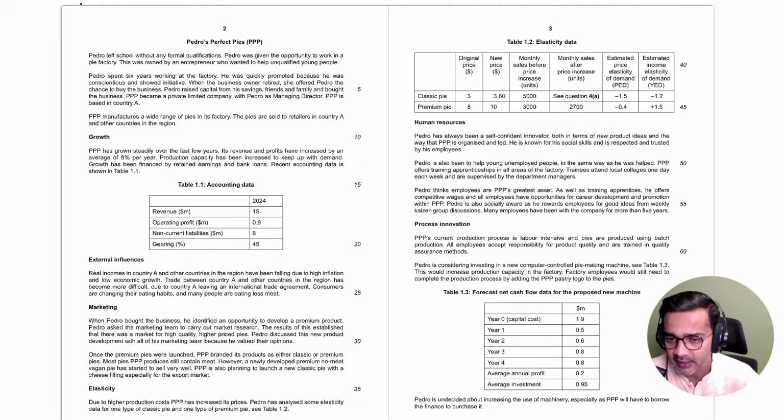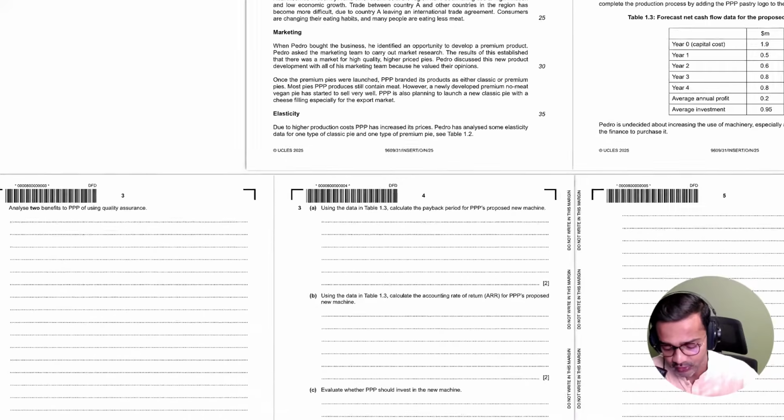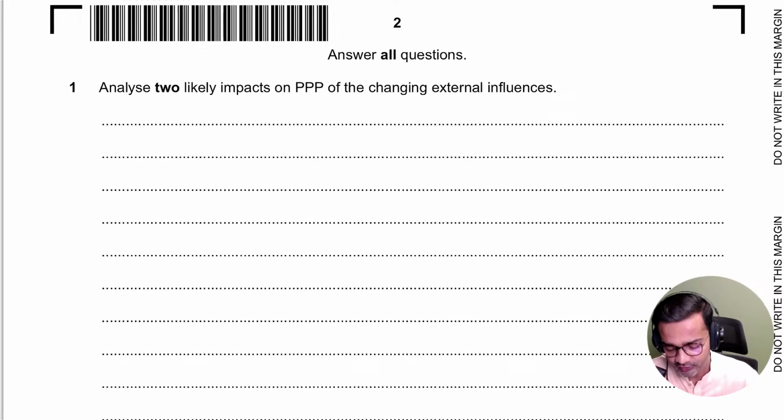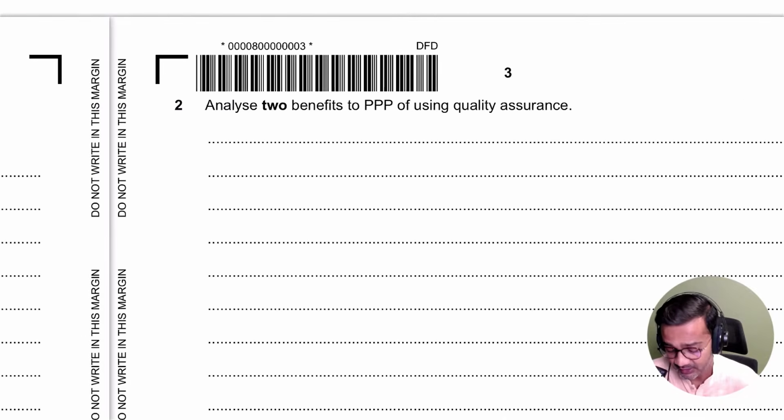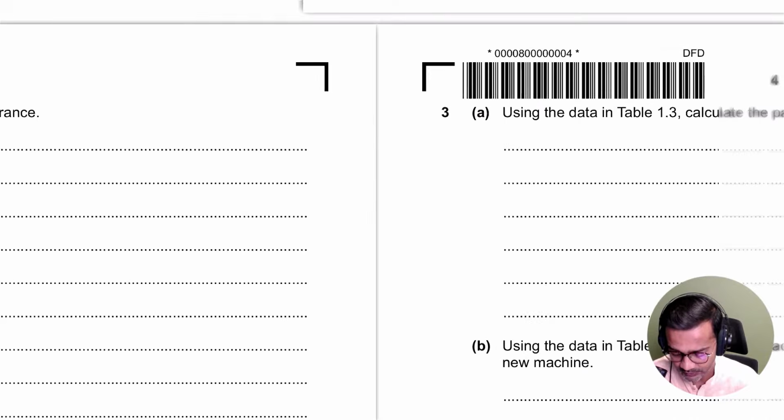Right, so what I will show you now are the questions that I have picked to do for you today. The first question is from the first unit, business and its environment, and you can clearly see that the question is about external influences. The question is: analyze 2 likely impacts on PPP of the changing external influences. So anywhere in the case study that we see any mention of external influences, we know that we've got to make a note of it. So that's the first question that I'll be doing. Then of course we'll skip the second one. It's similar to the first one, so we will skip that.